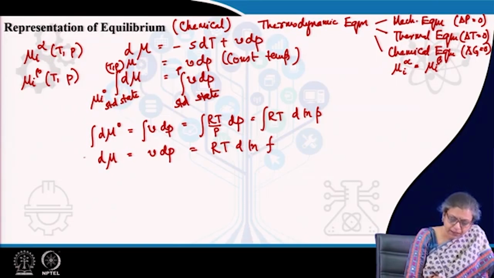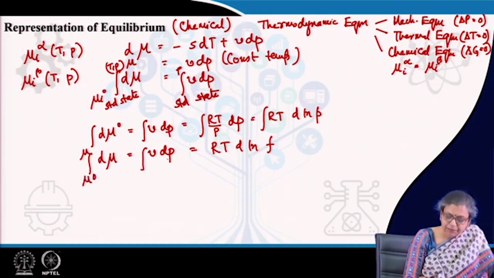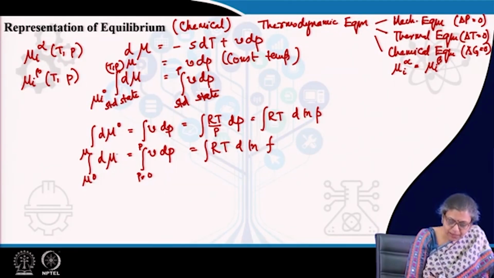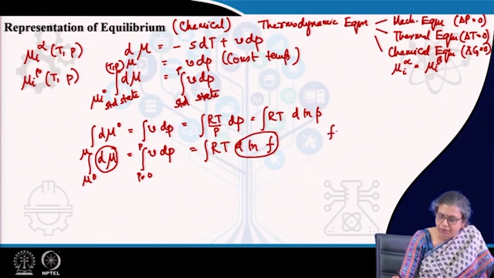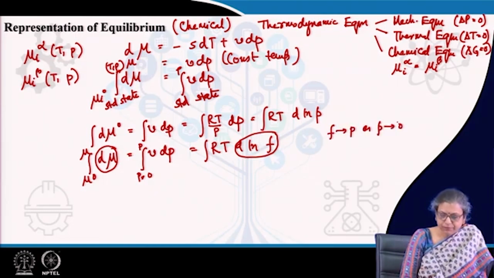And when does any substance behave as an ideal gas? When the pressure is very low. So, what does this mean? This means that what we have done in this process is, we have simply replaced d mu with RT d ln F, knowing fully well that F becomes equal to P as P tends to 0.